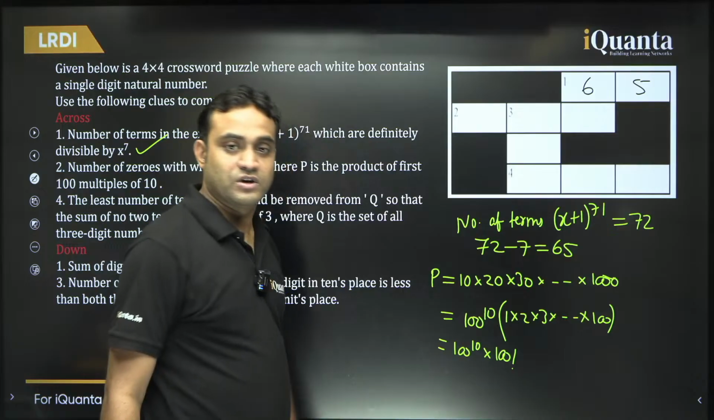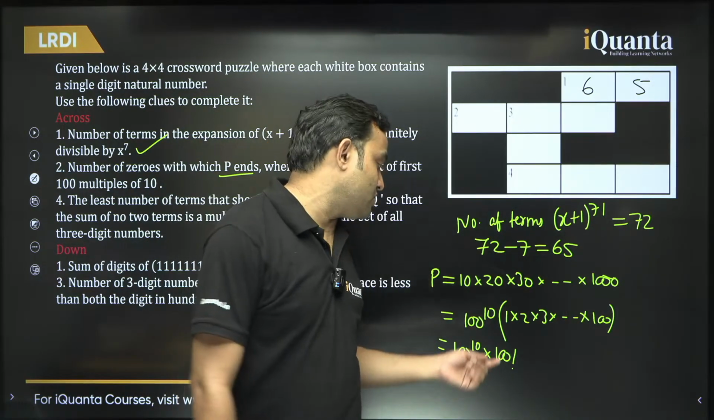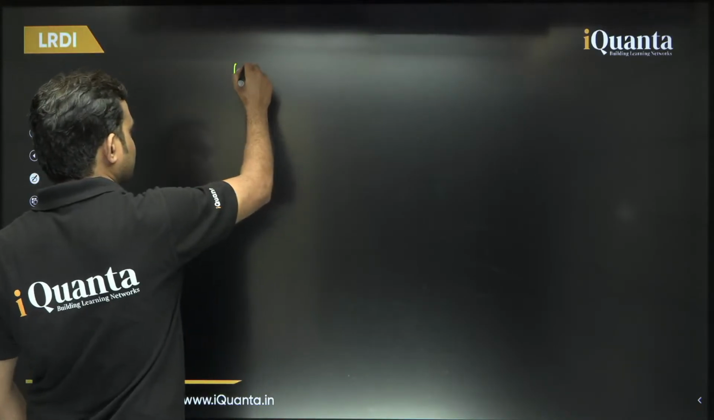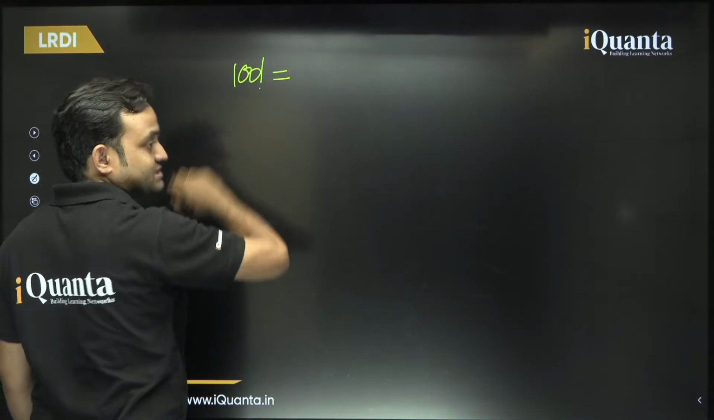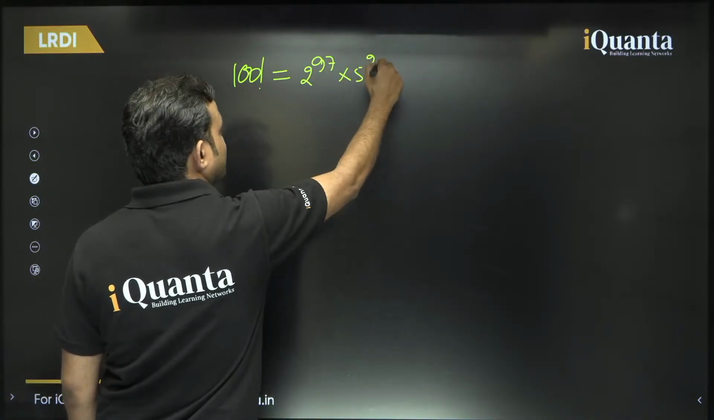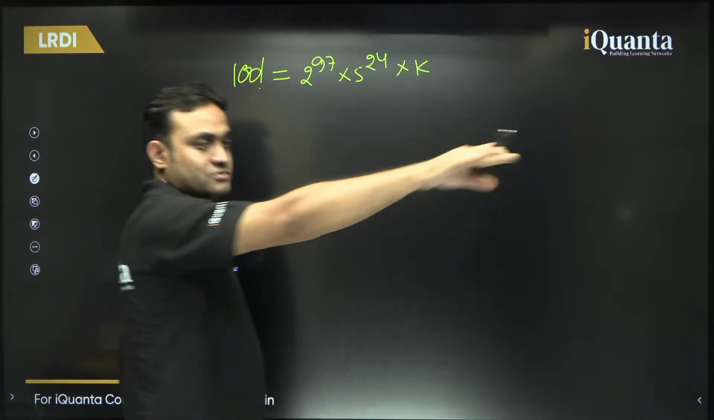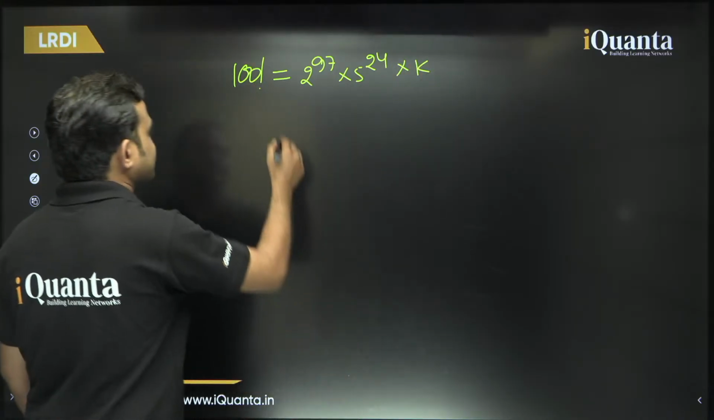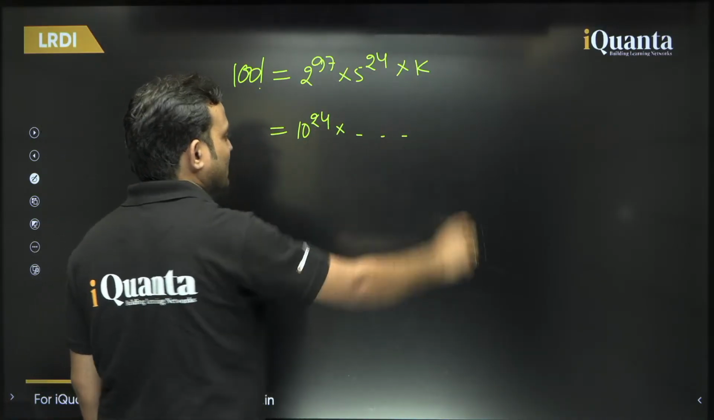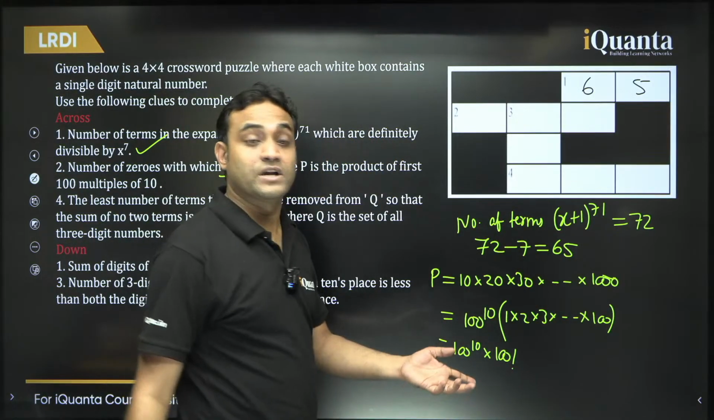Which is nothing but 10 to the power 100 into 100 factorial. Now, what is the number of consecutive zeros at the end of 100 factorial? So 100 factorial can be written as 2 to the power 97 into 5 to the power 24, right? Into all the other factors. Can I say 100 factorial can be written as 10 to the power 24 into some values? So the highest power of 10 in 100 factorial will be 24, right?